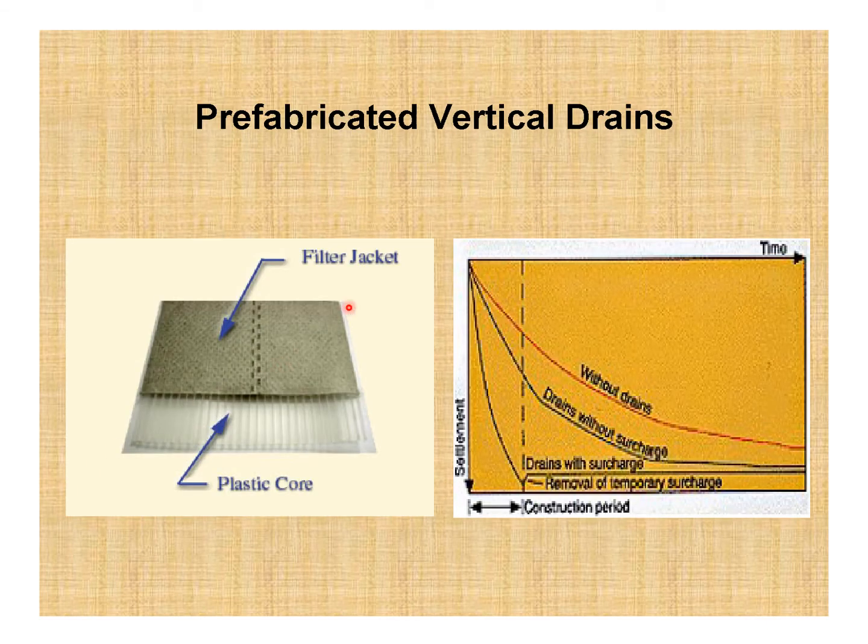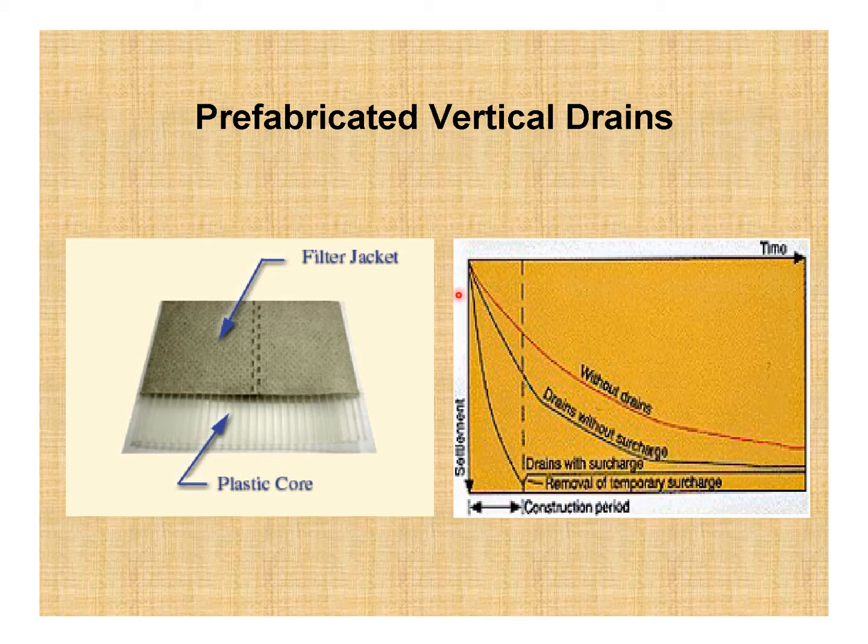So you can see the prefabricated vertical drain. So this is a special material that is being used in the construction of prefabricated drains. Here, if you just look at that, when there is no drain, the pattern of settlement is like this. A longer period of time is required for the settlement.